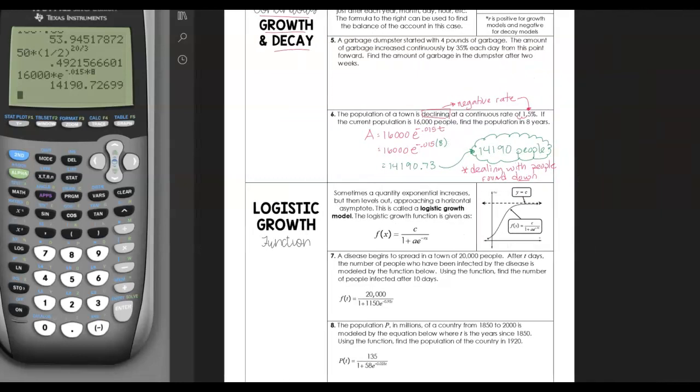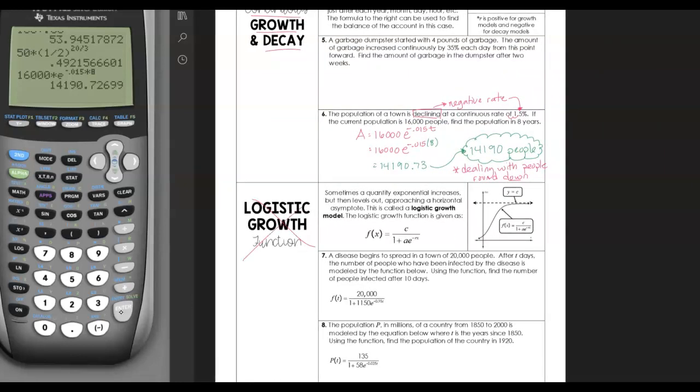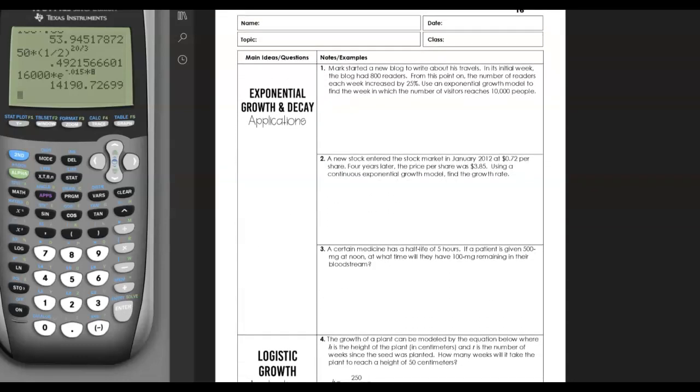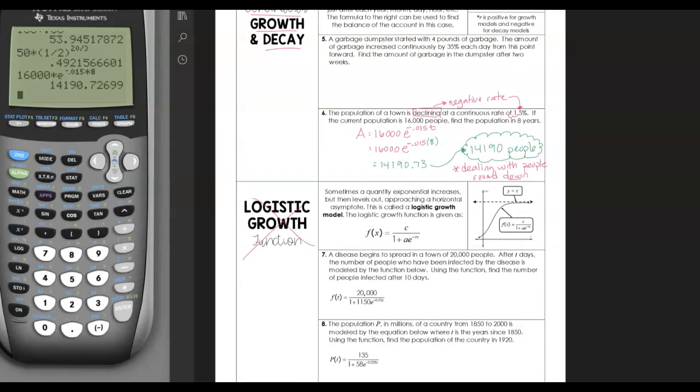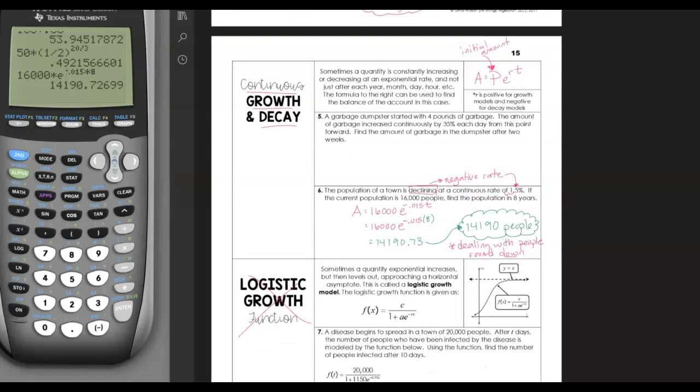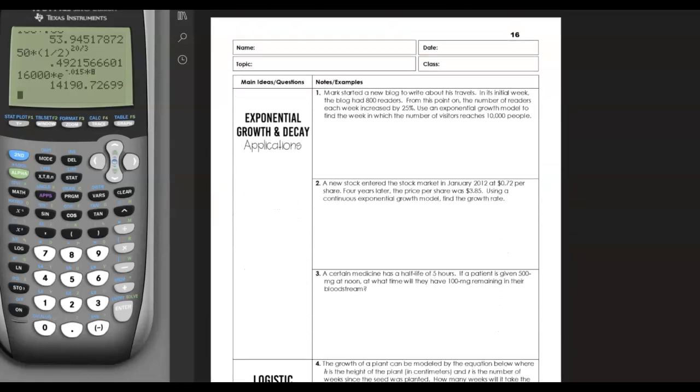Okay, now we're not going to do logistic growth. It's not something we're going to deal with. And we're going to move on to our exponential growth and decay applications. So what we've done up until now is just plug a number in and compute it in our calculator, right? That's all we've done is plug in a number and figure out what our total amount is given that number. Now we're actually going to have to solve for a variable. We're going to have to do a little bit of work to get our answer.